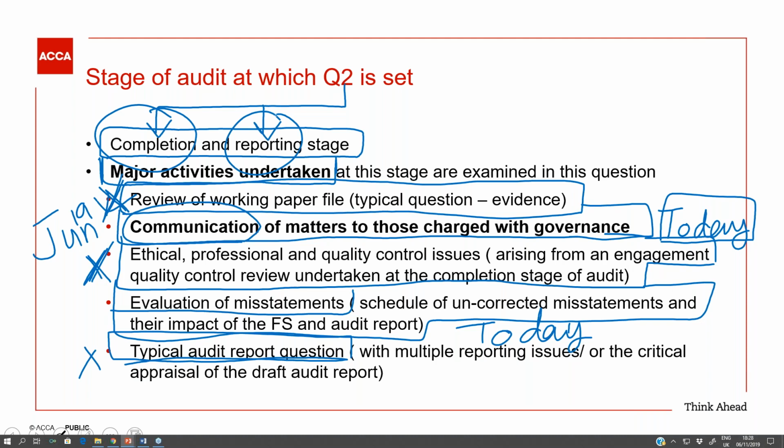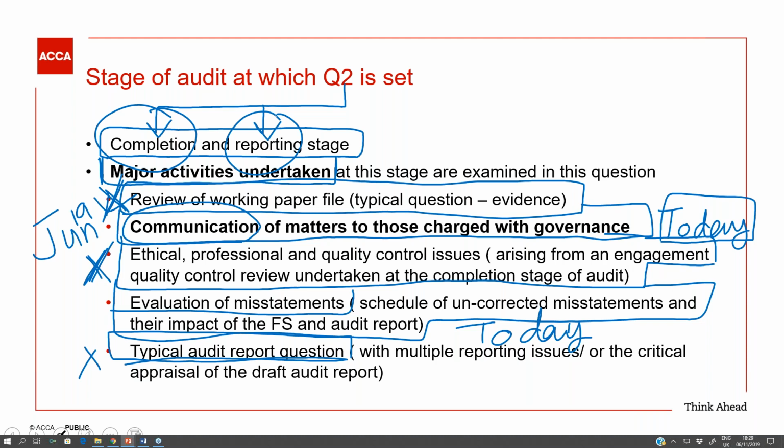Right now, just before I go more deep into question number two and into the completion and reporting stage, and make you realize the importance of the completion and reporting stage by taking on the past papers, one final thing which I need to discuss: the types of activities and types of questions I've done in the previous webinar, I'll not be repeating them. So I want to give you a link of those previous webinars.